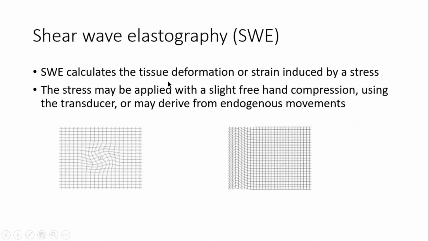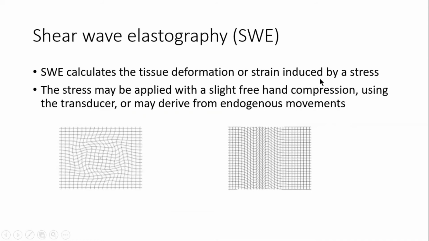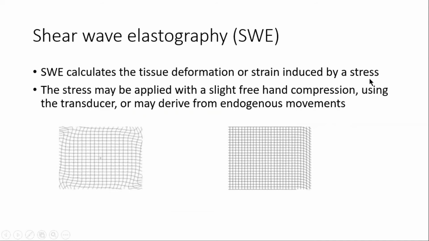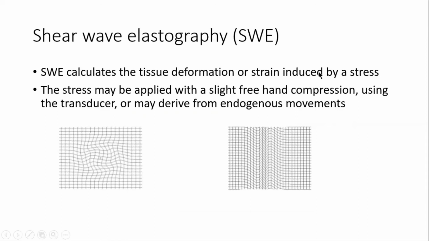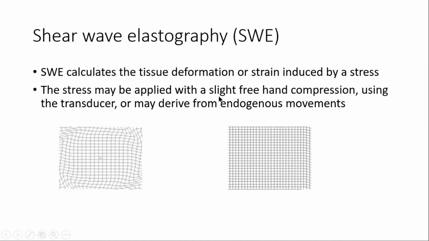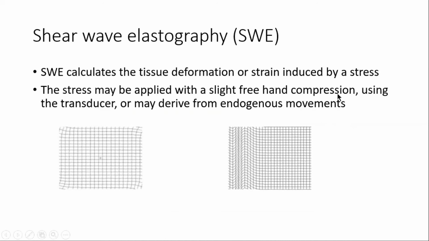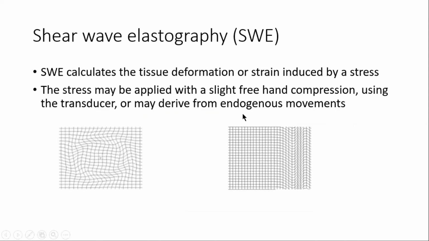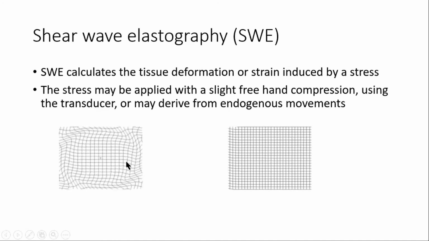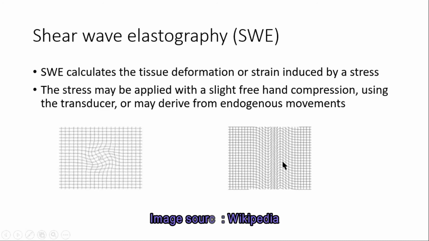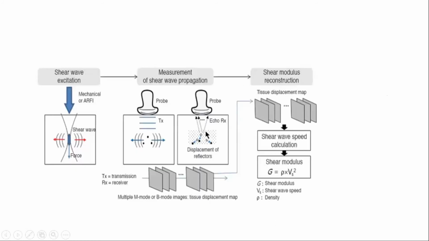Shear wave calculates the tissue deformation or strain induced by stress. Stress means the force we give in a substance, and strain means the deformation that occurs due to force. The stress may be applied with slight free-hand compression or using the transducer, or may derive from endogenous movements. Here is shown the shear wave, with two examples.